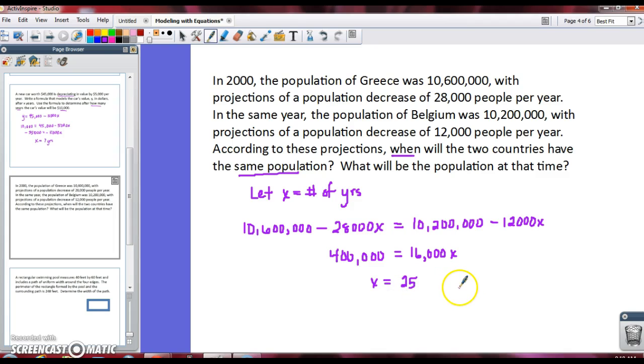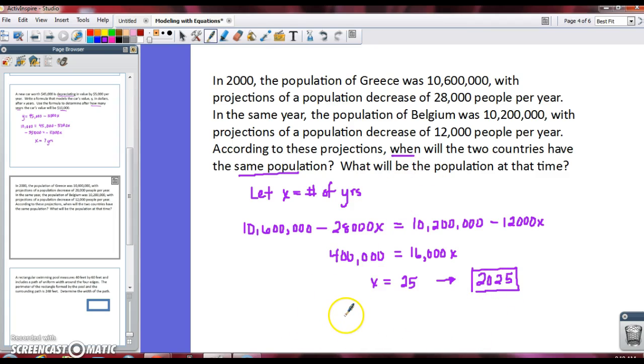Now, make sure that you answer the question, when will the two countries have the same population? Well, if it started in the year 2000 and it's 25 years later, that would be in the year 2025. Okay, so that's the answer to the first part of the problem.